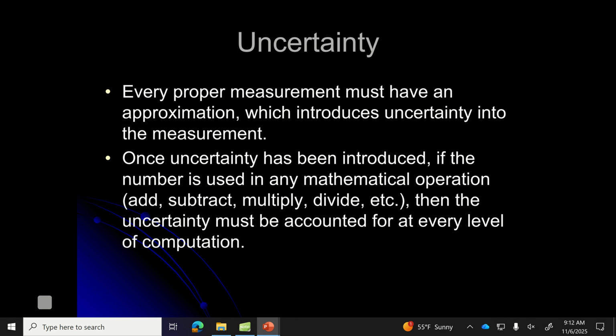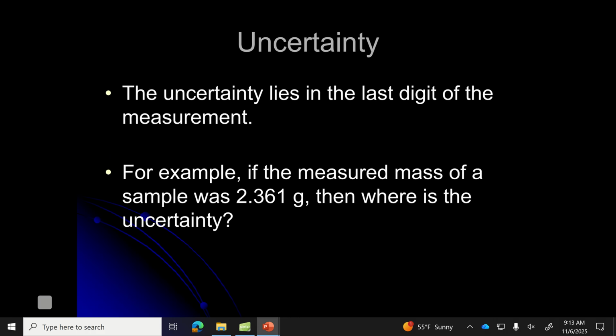So that's what we're looking at with this uncertainty: you are adding in one extra digit that says this is approximately where we are, with a little bit of uncertainty between those two numbers. We always have a little bit of approximation, and there's always a little uncertainty with that measurement. As I pointed out, the uncertainty always lies in the last digit of the measurement.